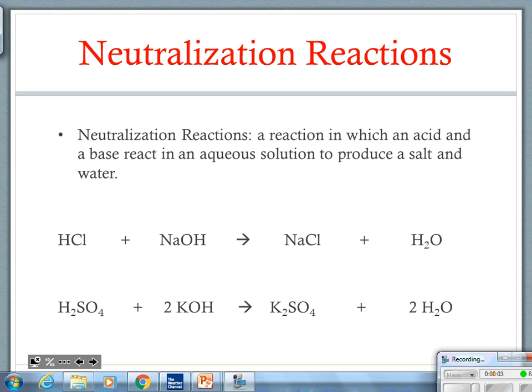This slide you already have in your notes. This was the very last one that we discussed, I believe, on Friday, that dealt with neutralization reactions. Just a little bit of a review for us. What type of a reaction is a neutralization reaction?